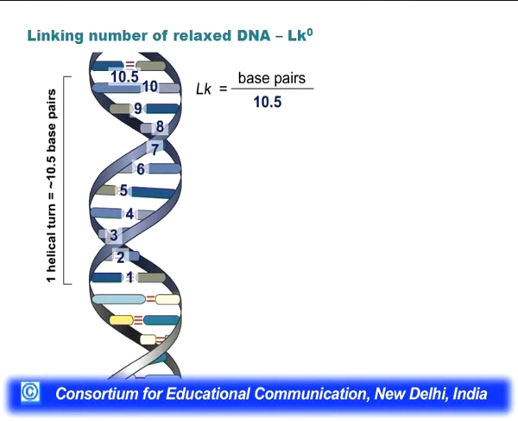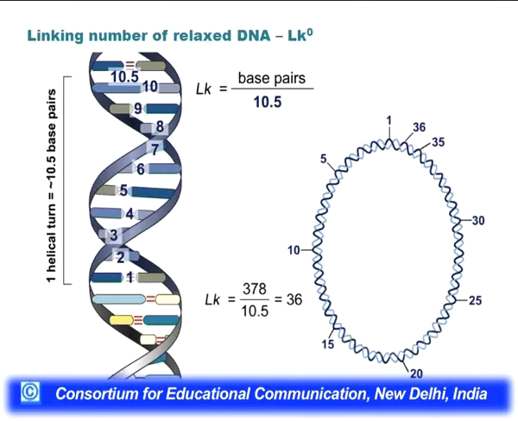So, if you know how many base pairs there are in the whole DNA, for example, if there are 300 base pairs, then if you divide by 10.5, you will get the linking number of the relaxed DNA. So, you can calculate the linking number of the relaxed DNA in this manner. For example, in this case, if there are 378 base pairs, you can directly divide by 10.5 and get approximately 36 turns present in this.